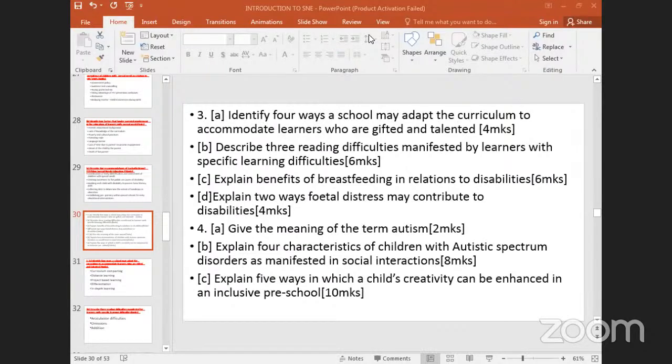Members, let us continue. We are talking about question 3. Part A, identify 4 ways a school may adapt the curriculum to accommodate learners who are gifted and talented.